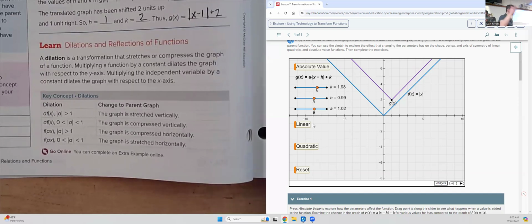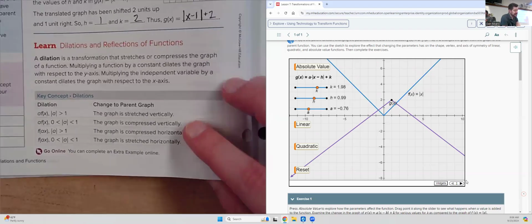If there's a number being multiplied at the beginning of the function, a value of a, that will change, as we saw over here, how steep the graph is or how wide the graph is, narrow or wide, steep or shallow, however you want to call that. So the width is controlled by a, as is whether it is facing up or facing down, whether it's positive or negative. So now we're going to talk about a.